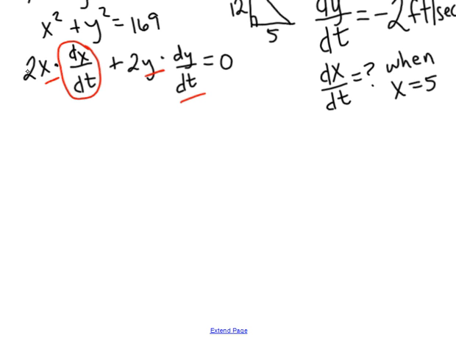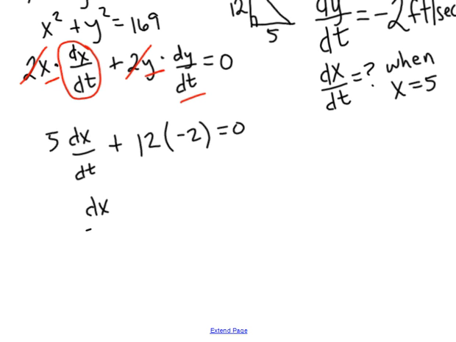Also at this point, I have a 2 in each term, so those are both going to cancel out. Doesn't matter, zero's on the other side, so those are going to go away. So x is 5, so we have 5 dx/dt plus y was 12 times dy/dt is negative 2. Then we can solve for our unknown dx/dt. That'll be 24 divided by 5.